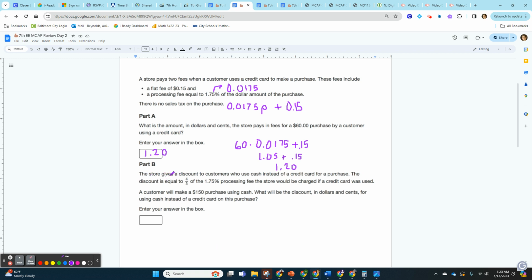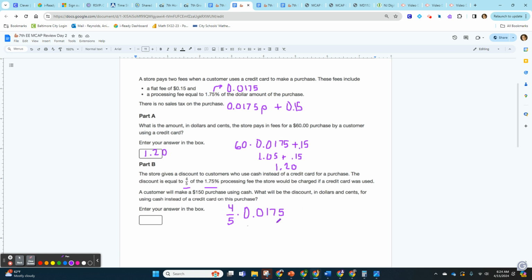Okay. A store gives a discount to people who use cash. The discount is equal to 4/5 of the 1.75% processing fee. So I need to find 4/5 of my 0.0175. So I'm going to multiply, that's multiplication. I'm finding a fraction of the percent. A customer will make a $150 purchase using cash. What's going to be the discount for using cash instead of a credit card on this purchase?